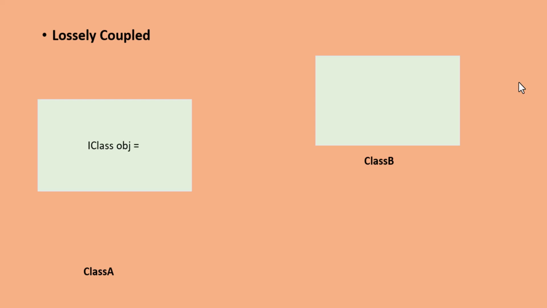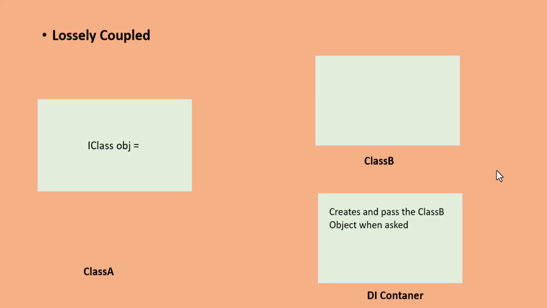Tomorrow if we change that, suppose class B is getting changed to class C, or if we are renaming the class, we will just go to the DI container and there we will change the class B object to class C, which will also implement the I class. So in class A we do not have to make any changes, just at one place we will make the change, and it will reflect in all the classes. Wherever the class B object has been used, it will be replaced by the class C object. This is the DI container. It will create and pass the class B object when asked.